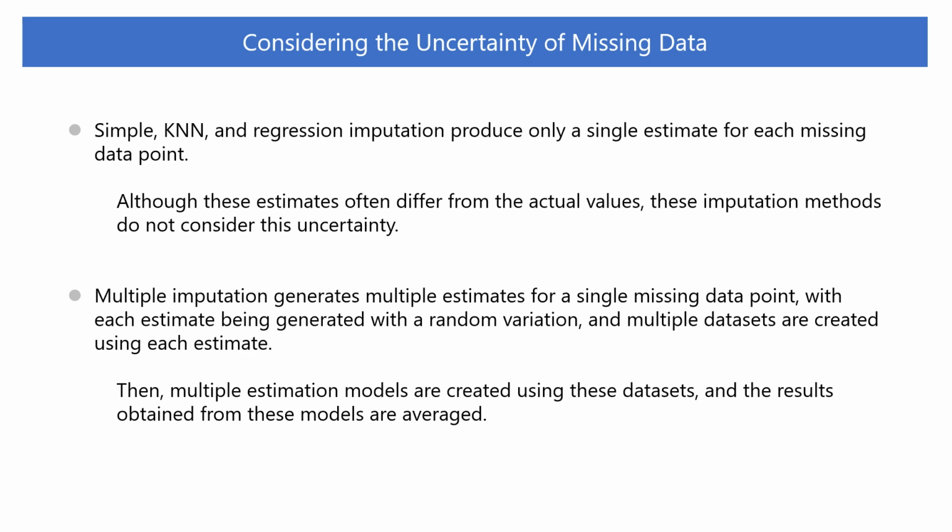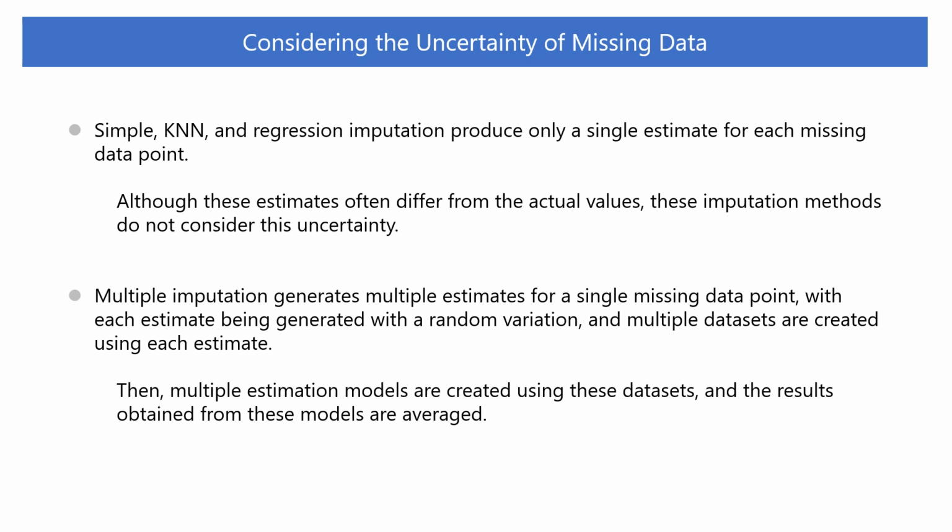The imputation methods we have looked at produce only a single estimate for each missing data point. These estimates often differ from actual values. However, these imputation methods do not consider this uncertainty. For example, in the case of mean and KNN imputation, only a single imputed value is provided, so these methods ignore the reliability and variation of the results. Multiple imputation is a method for taking this uncertainty into account.